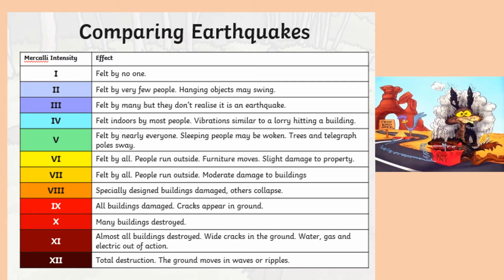Number 7, felt by all, people run outside, moderate damage to buildings, that might be chimneys falling off or walls cracking. Number 8, specially designed buildings could be damaged and others might collapse. Number 9, all buildings damaged, cracks appear in the ground. Number 10, many buildings are destroyed. Number 11, almost all buildings are destroyed and wide cracks in the ground. Water, gas and electric is affected and out of action. And number 12, total destruction, the ground moves in waves or ripples. You notice these are always numbered in Roman numerals. This is where your maths comes in, kids.